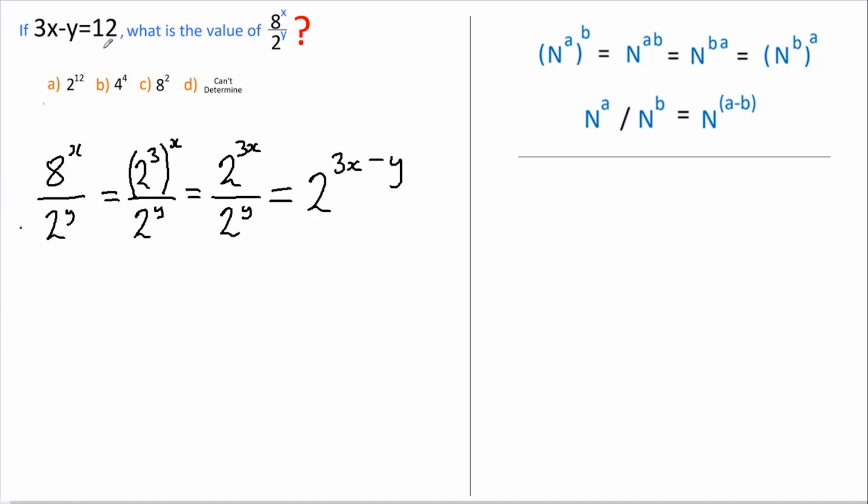Now we know that 3x minus y equals 12, so we can rewrite this as 2 to the power of 12. And that is our answer.